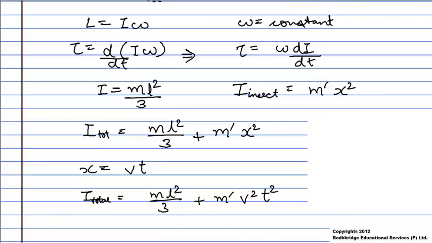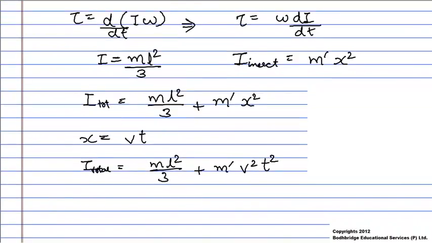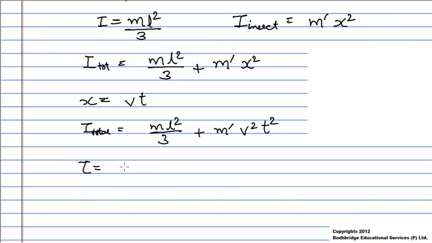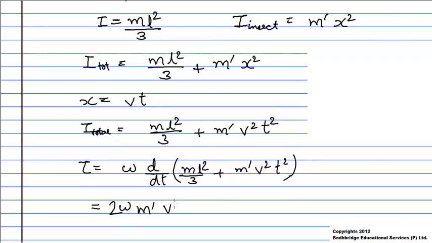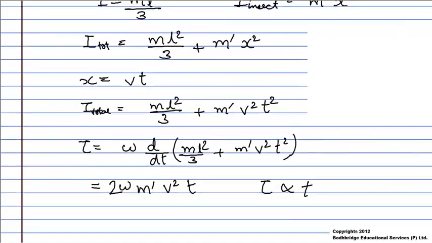Now let us substitute the value of I in the expression for torque. That is, tau is equal to omega into d by dt of mL square by 3 plus m dash v square t square. As the mass of the rod and the length of the rod are constant, the differential of mL square by 3 is equal to 0. Solving this, we get tau is equal to omega into 2m dash into v square t. So, torque is directly proportional to time. Therefore, the plot of torque versus time will be a straight line passing through origin.